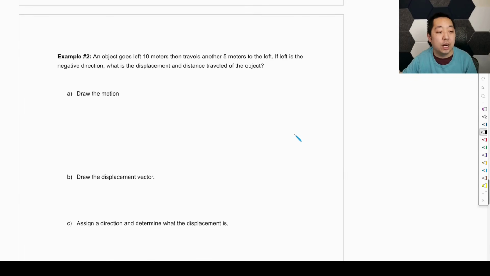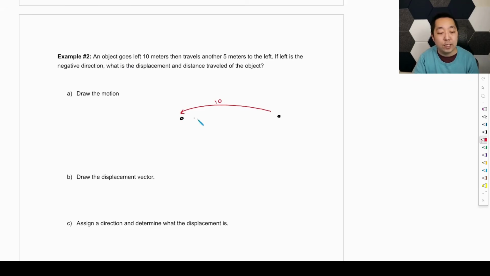Okay? All right, example 2. Object goes to the left 10 meters and travels another 5 meters to the left. If left is the negative direction, what is the displacement and distance traveled? So let's go through it. So draw out the motion. Goes left 10 meters. So it's going to go from here to here. That's 10 meters. Just put another dot here.